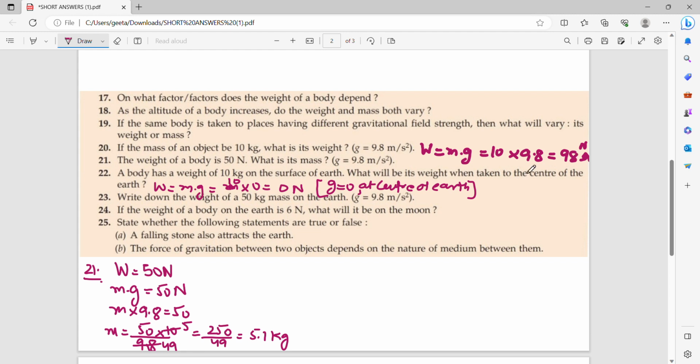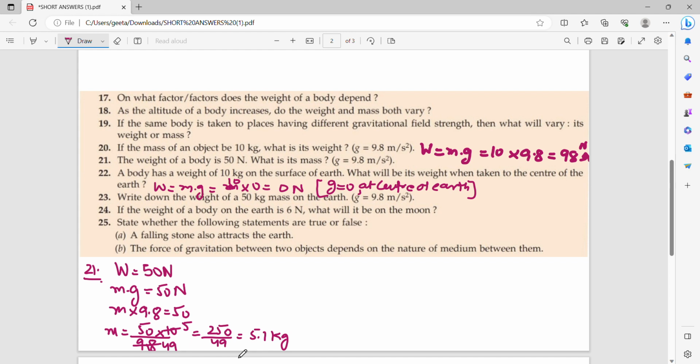The 21st question says the weight of a body is 50 newton. We have to find out its mass. Small g is given to us, 9.8 meter per second square. Beta, weight is 50 newton, so small m into small g is 50 newton. In place of small g, you write down 9.8. We'll have m is equal to 50 upon 9.8. Remove the point from the denominator, 10 will come in the numerator. 250 upon 49, which is 5.1 kg.